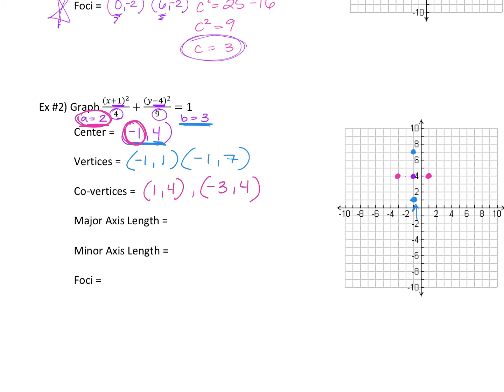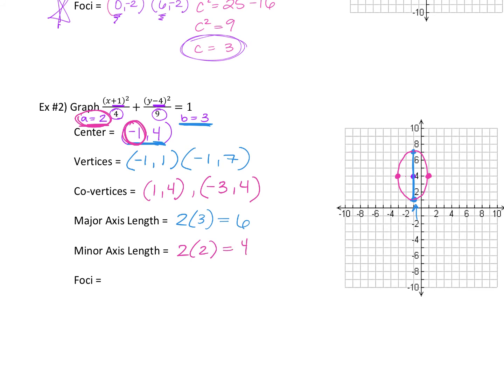What is your major axis length? I'm just going to draw my ellipse in real quick here. Remember, your major axis is with your vertices, so that's this one. How long is that? It's doubling your B value, so that's 6, okay? The minor axis is doubling your A value, so that's 4, okay?